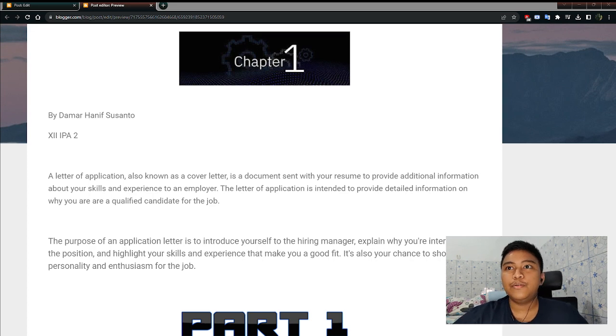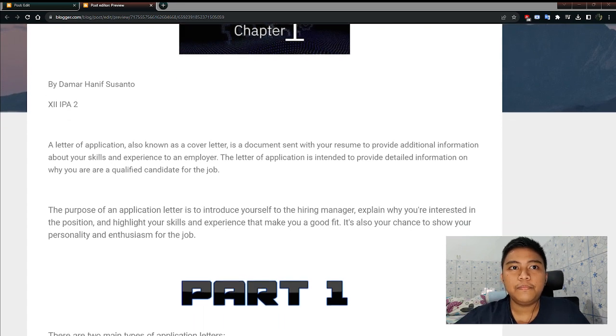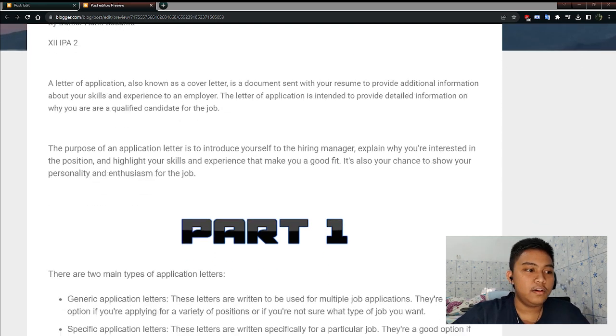It's a document sent with your resume to provide additional information about your skills and experience to an employer. The letter of application is intended to provide detailed information on why you are a qualified candidate for the job. So what is the purpose? The purpose of an application letter is to introduce yourself to a hiring manager and explain why you are interested in the position and highlight your skills and experience that make you a good fit. It's also your chance to show your personality and enthusiasm for the job.